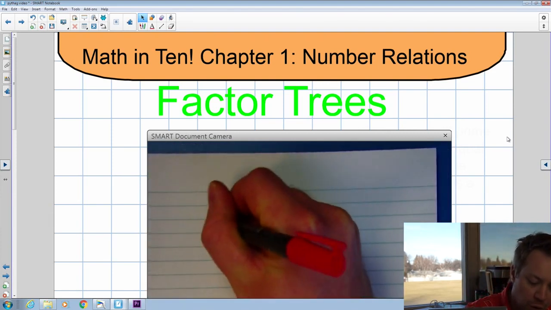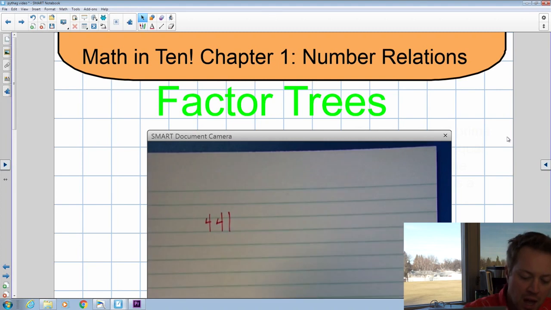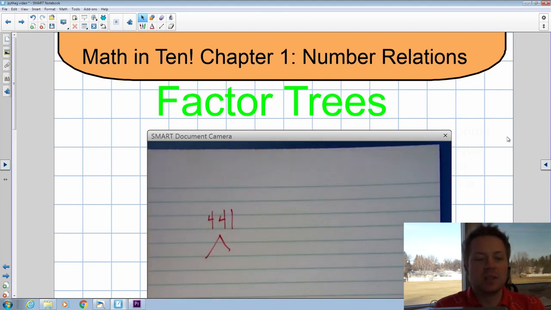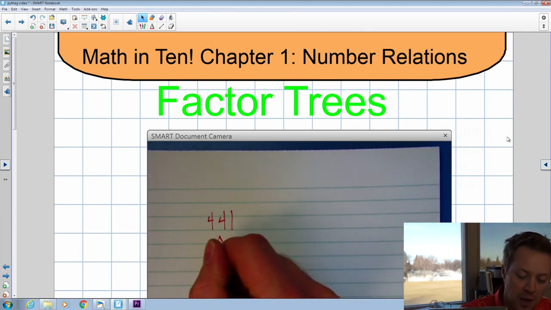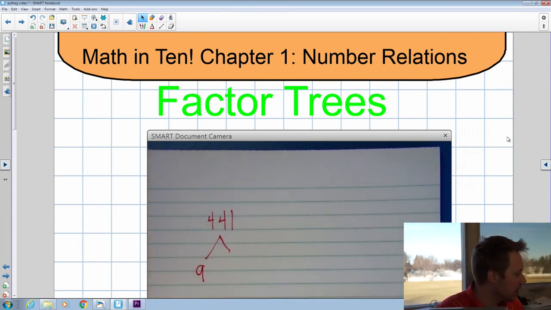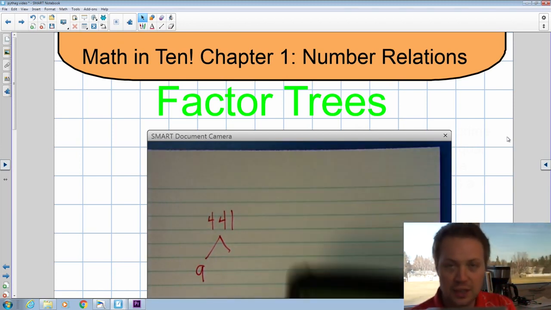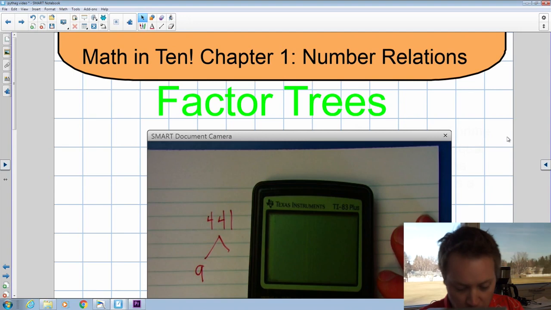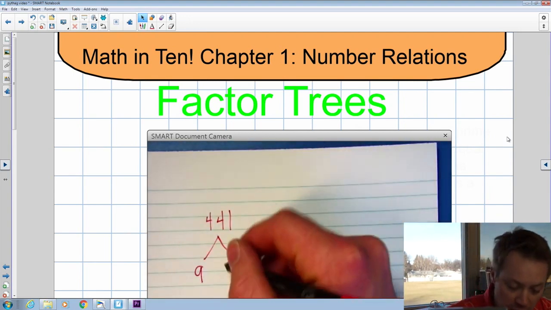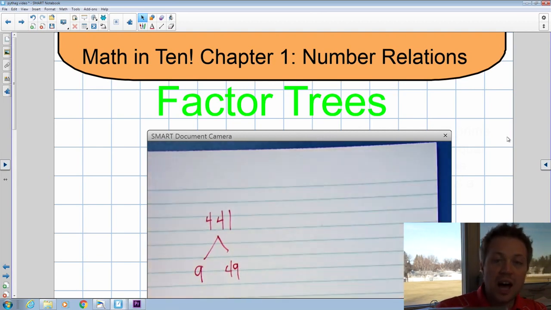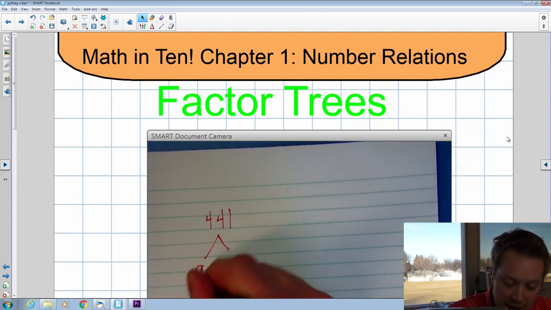So 441 I can write down. I know because of the 9 divisibility rule that anything that adds up to 9, so 4 plus 4 plus 1 equals 9, is divisible by 9. So I'll just say 9 there, and then I'll grab my trusty calculator, and I will figure out what the other factor is that goes with that. So 441 divided by 9, that's equal to 49. So 49 goes here.